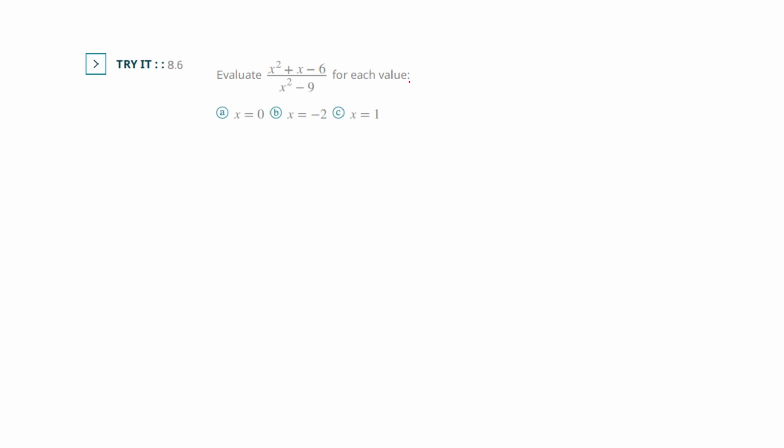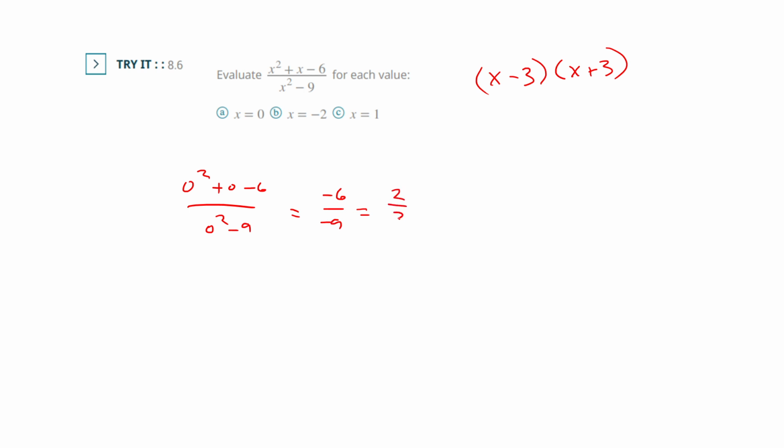Okay, I'm going to go ahead and show you the restricted values. So if I looked at that bottom, the denominator, and I factored it, I'd get this. Right? So my restricted values would be 3 and -3. And that's none of the ones we're trying to put in, so we're going to be fine. Now I put that 0 in. All right, now the 2 negative signs are going to drop out, and then I'm going to reduce that down, and I would get 2/3. All right, that was A.